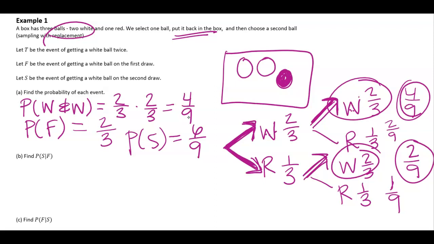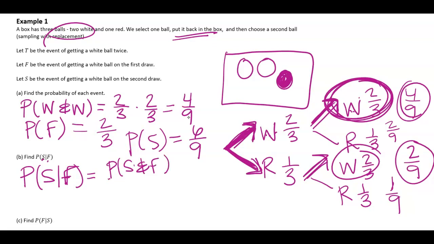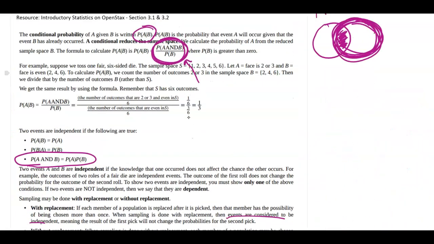All right, here, this is the probability of S given F. Well, the probability of S given F in the equation is the probability of S and F over the probability of F. If you remember, that's our formula that we had up here at the beginning.